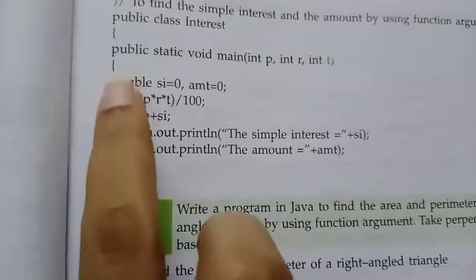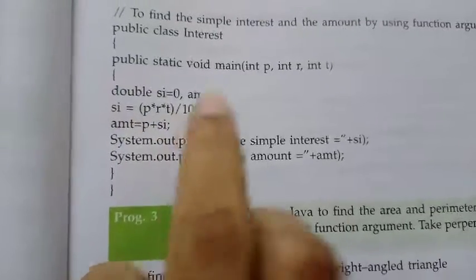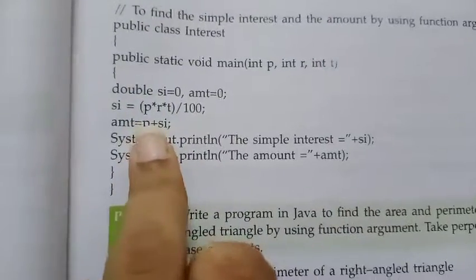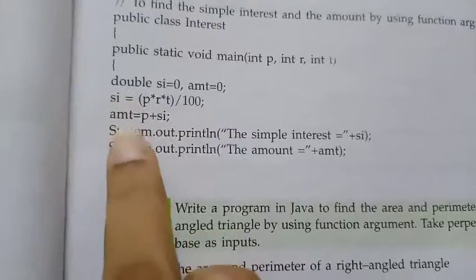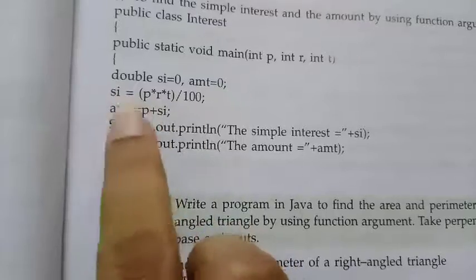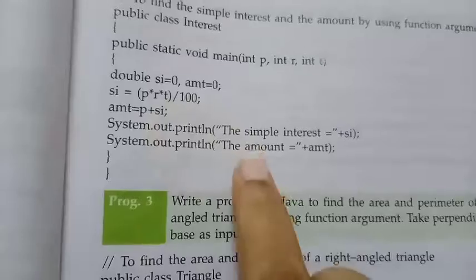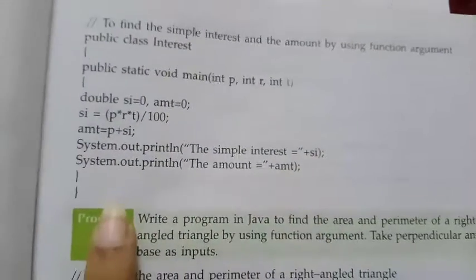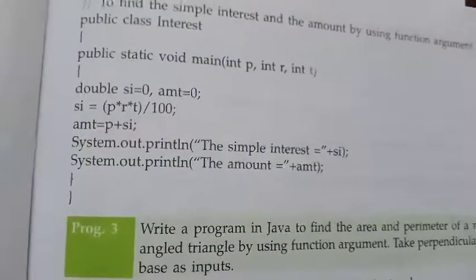When the compiler executes this line, automatically these values will be substituted here, and it starts calculating the SI. Then for the amount, again this value will be substituted here, and it will calculate the amount. Then System.out.println, after the simple interest is calculated, we can display it with the SI variable and the amount variable. So this is the program for you to calculate the SI.